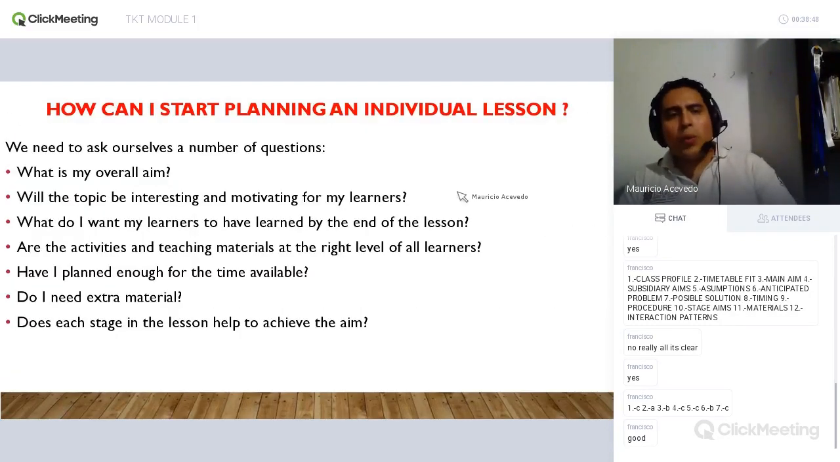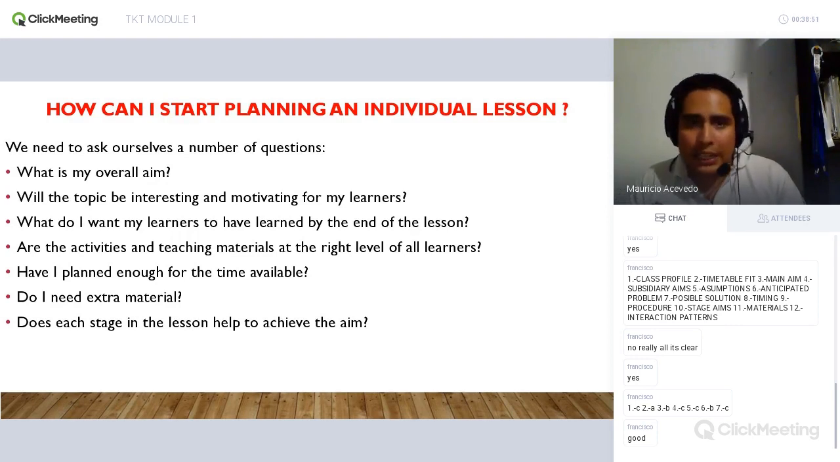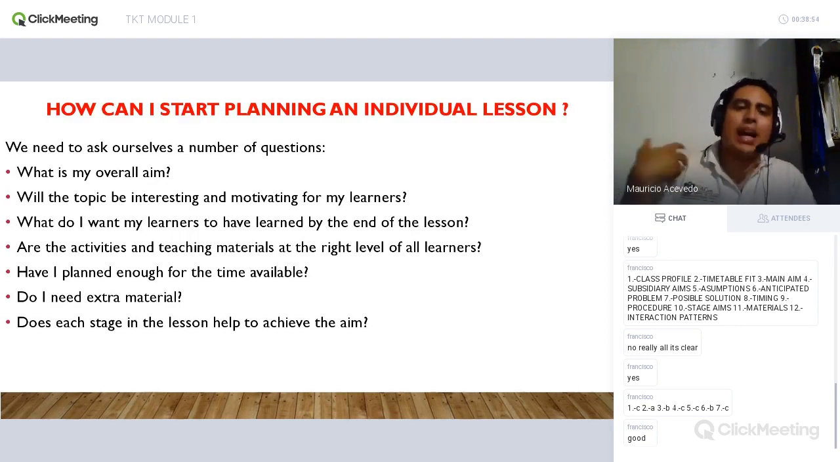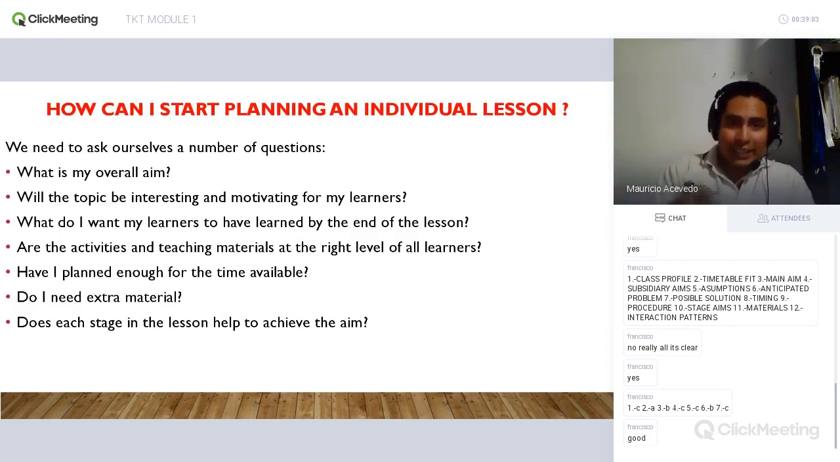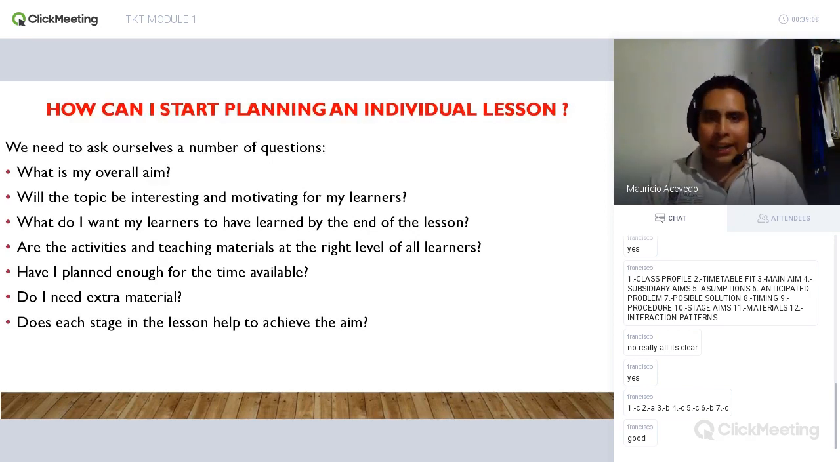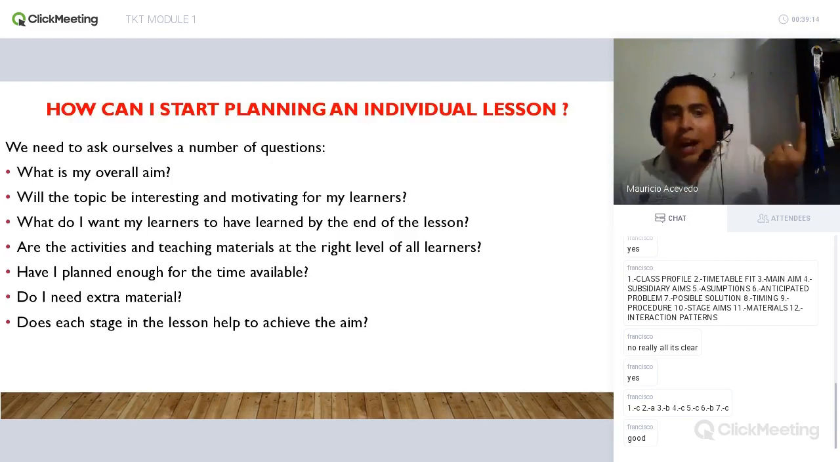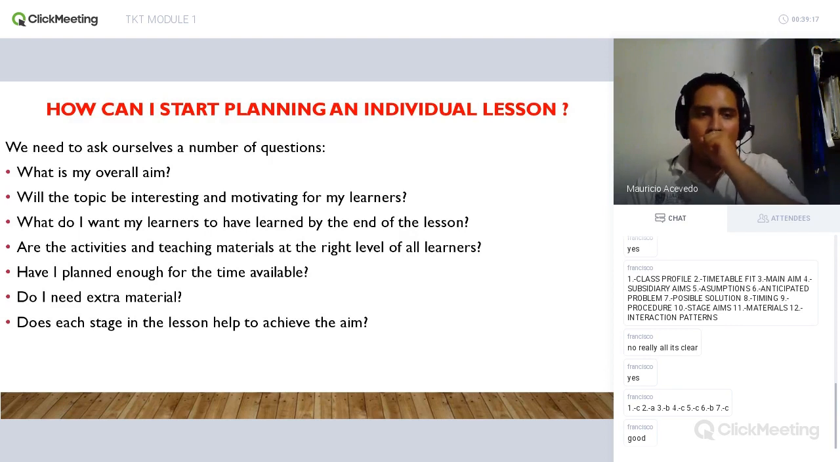Other questions: how can we start planning an individual lesson? We need to ask ourselves once more some of these questions. What is my overall aim? What do I mean with this? My aim is that in that specific class, students need to know the differences between regular and irregular verbs in the past, period. I don't want them to produce because it's going to be just one class of 2 hours. So basically, I just want my students to analyze the difference so that they can identify it, but I don't want them to produce, not yet.